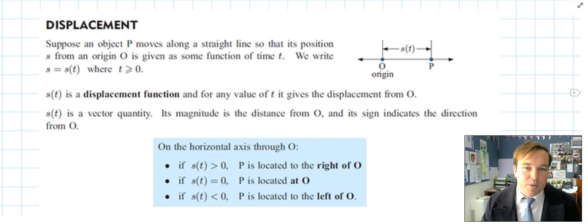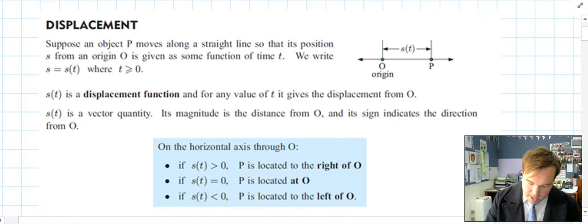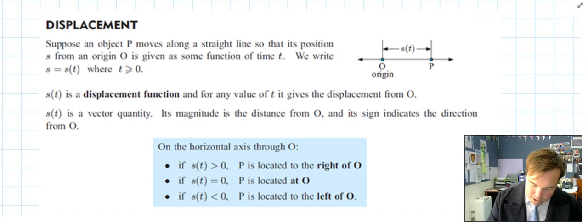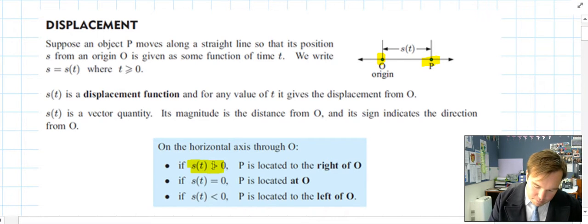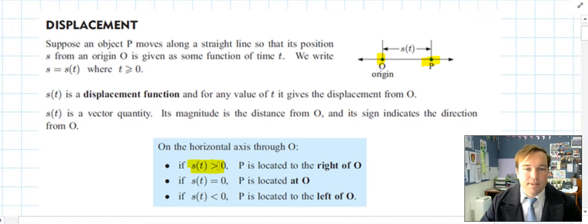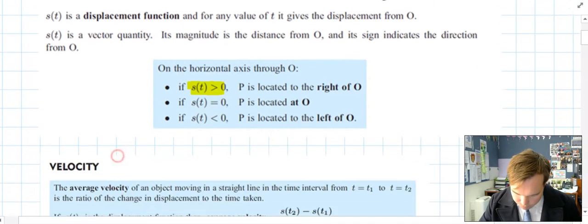Alright, firstly, just to recap, when we talk about motion in a straight line or rectilinear motion, what we're talking about is where we have an origin and then some type of point which is either to the left or the right of the origin. And we say that if this is s(t), meaning the displacement is positive, it's to the right. If it's equal to 0, it's at the origin. It's negative to the left of the origin.